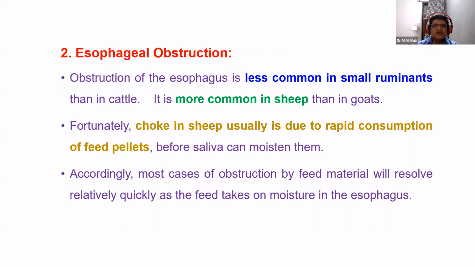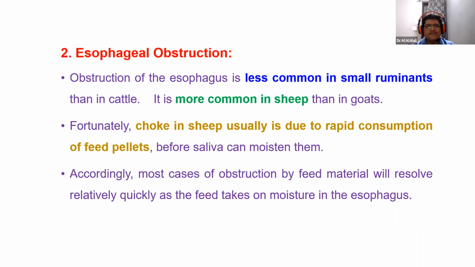Coming to the next disease condition, this is esophageal obstruction. This esophageal obstruction is regarded as less common in small ruminants than in cattle, and it is more common in sheep than in goats. Fortunately, choke in sheep usually is due to rapid consumption of feed pellets before saliva can moisten them. So, this condition is more common in sheep than in goats.